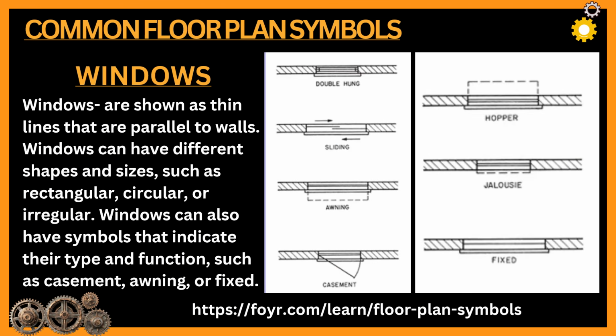Windows. Windows are shown as thin lines that are parallel to walls. Windows can have different shapes and sizes, such as rectangular, circular, or irregular. Windows can also have symbols that indicate their type and function, such as casement, awning, or fixed.